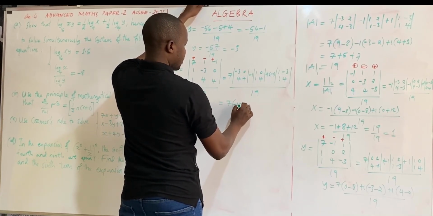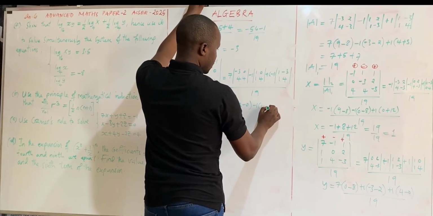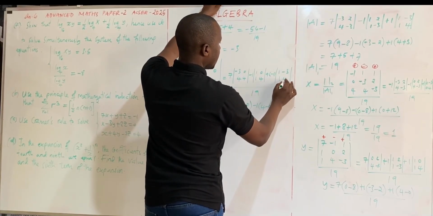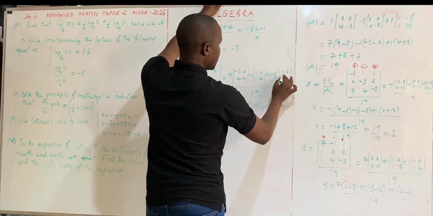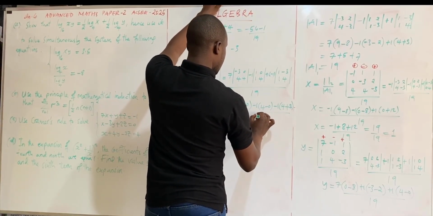This is negative 12 minus 0. We minus 1 brackets. This is 4 minus 0. Then positive times negative is minus 1. Then 4, we minus negative 3, now we plus. Then over 19.